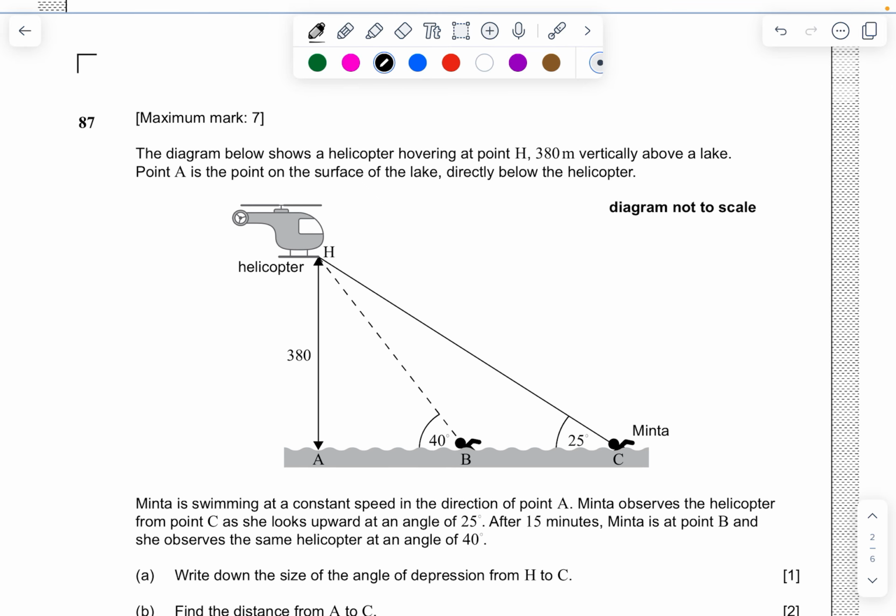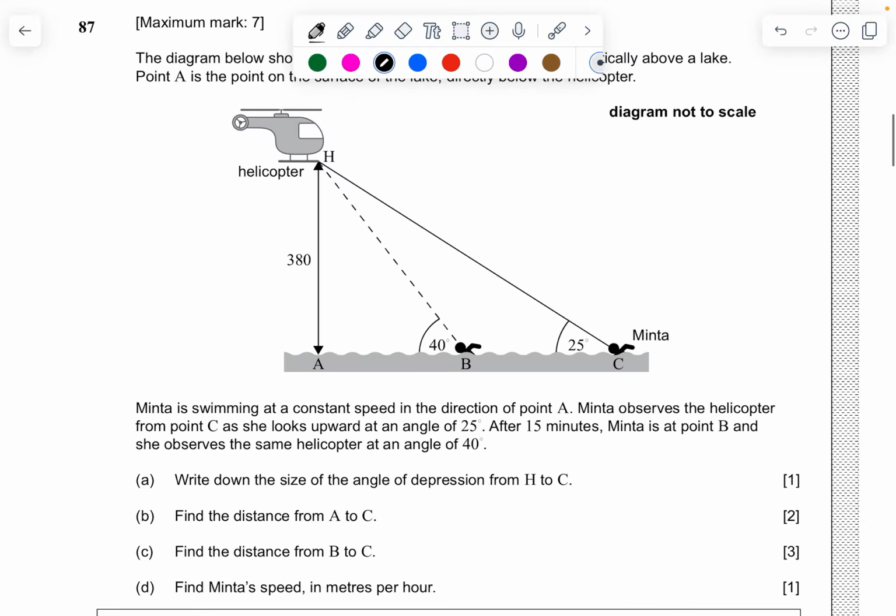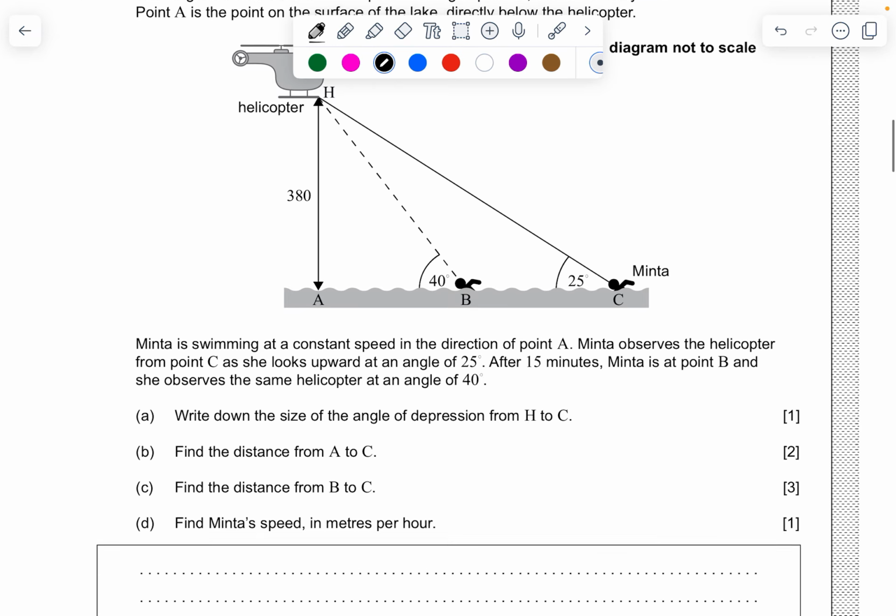Now question number 87. The diagram shows a helicopter hovering at height h, 380 meters vertically above a lake. The point A is on the surface of the lake directly below the helicopter. Minta is swimming at constant speed in the direction of A. Minta observes the helicopter from point C at an angle of 25. After 15 minutes, she observes it from B at an angle.